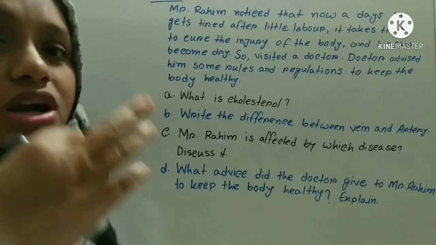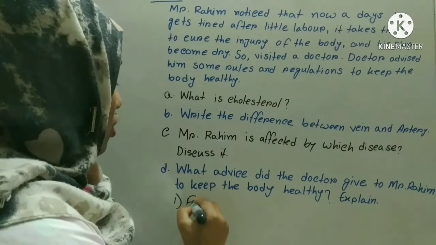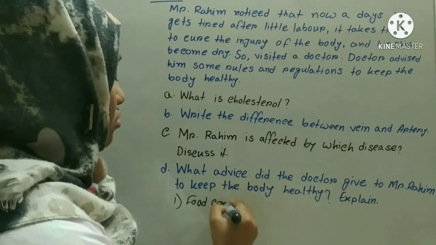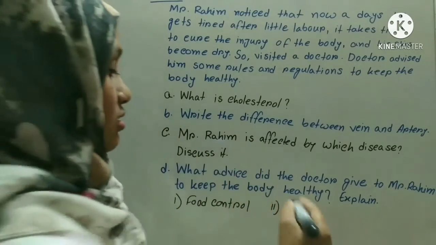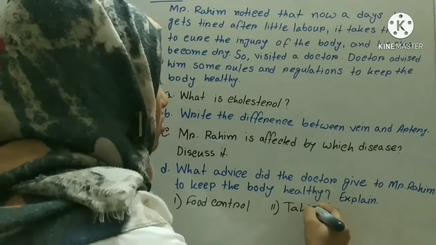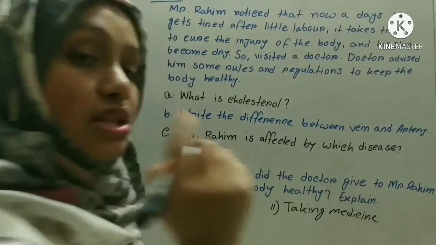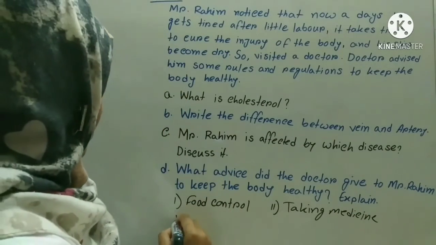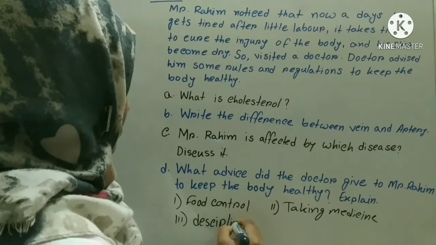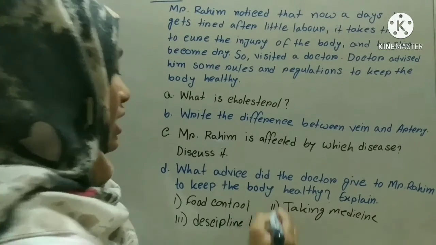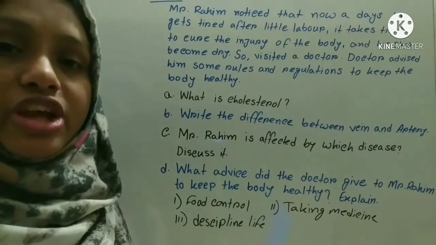What rules and regulations? There are 3 rules and regulations. That is food control. Then number 2 is taking medicine. Then number 3 is disciplined life. So to control diabetes disease, you have to maintain these 3 points.